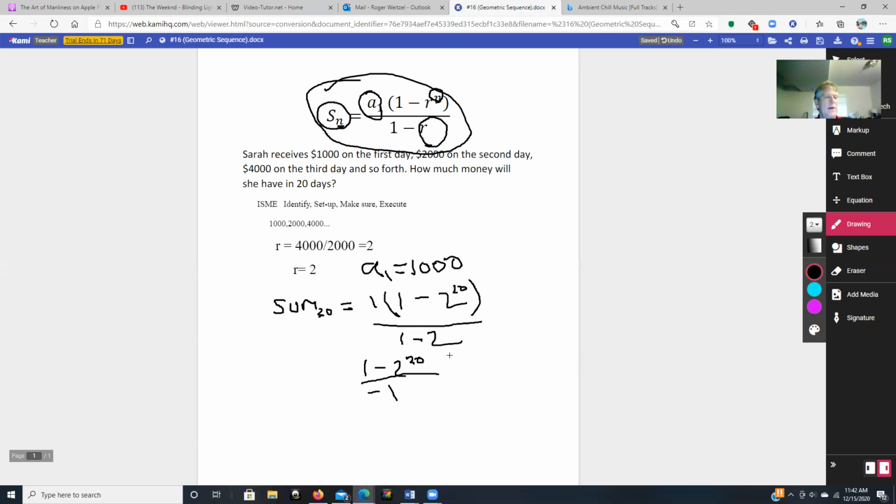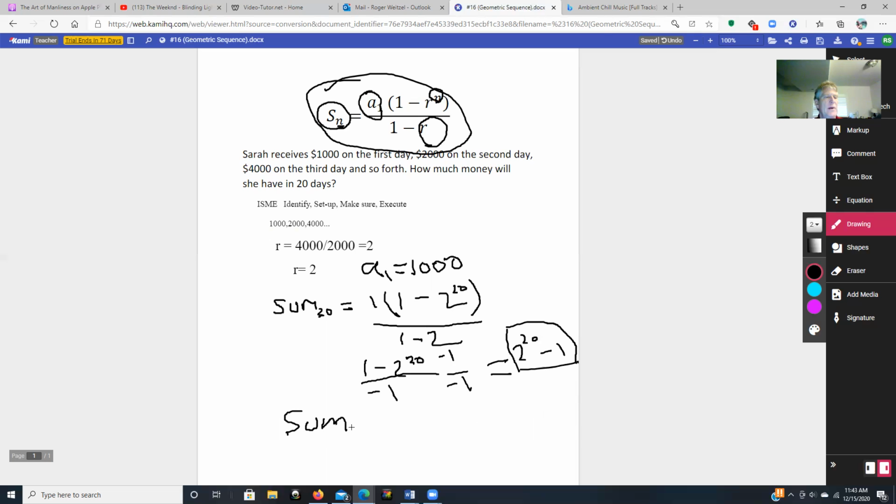So on the top here, why don't we multiply by minus 1. On the bottom, we'll multiply by minus 1. When we do that, we're going to get 2 to the 20th power minus 1 over 1. And so we're just going to have 2 to the 20th power. And you can see that 2 to the 20th power is going to be the driving factor here. So let's just make that calculation.